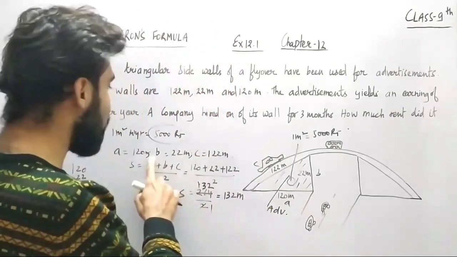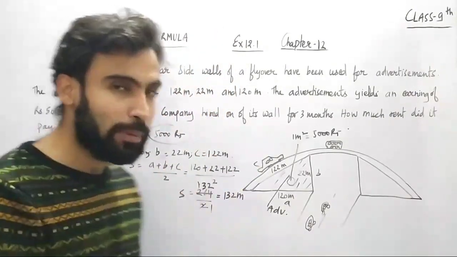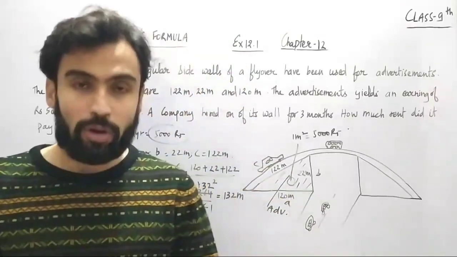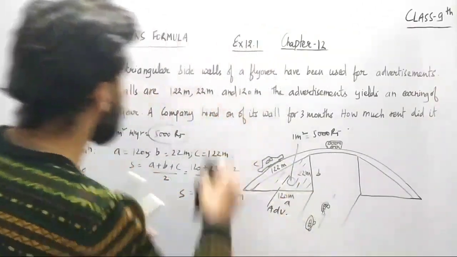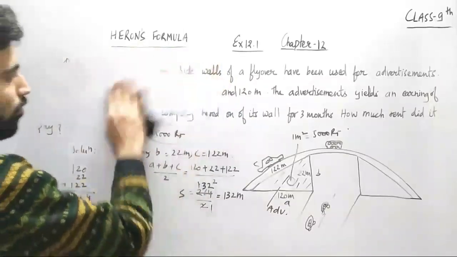Now we have the values of a, b and c, also the semi perimeter. Then by simply applying Heron's formula here, you can see, to calculate the area. So let me first rub this.